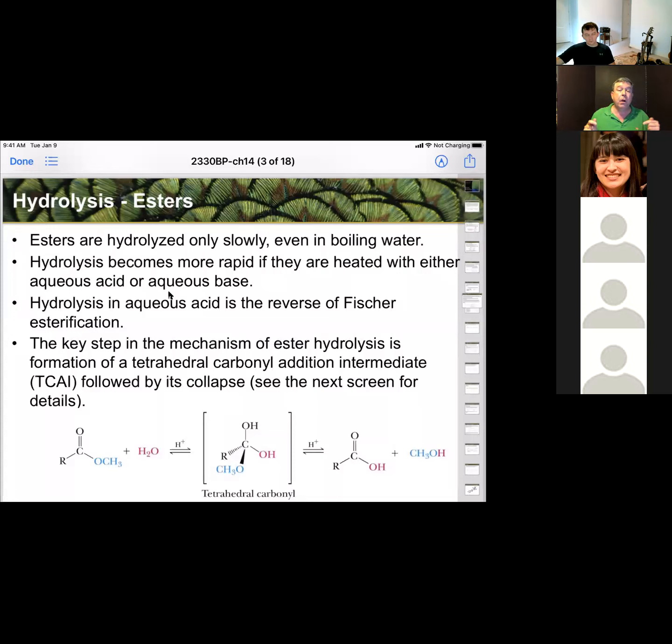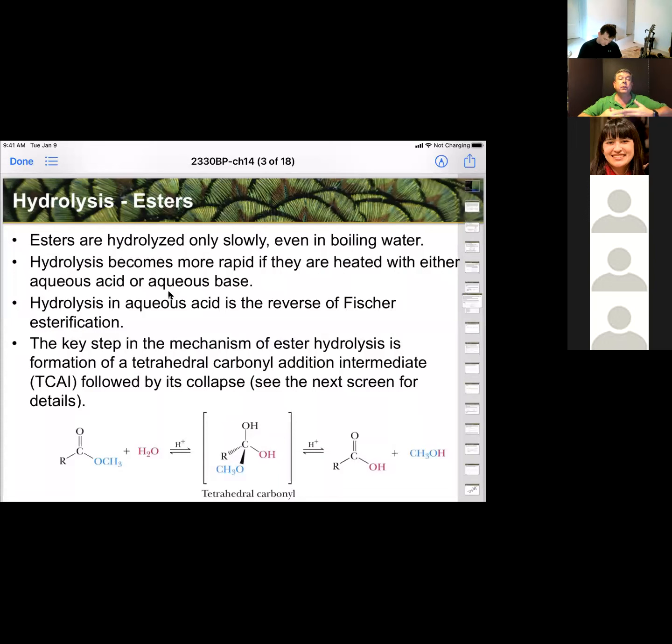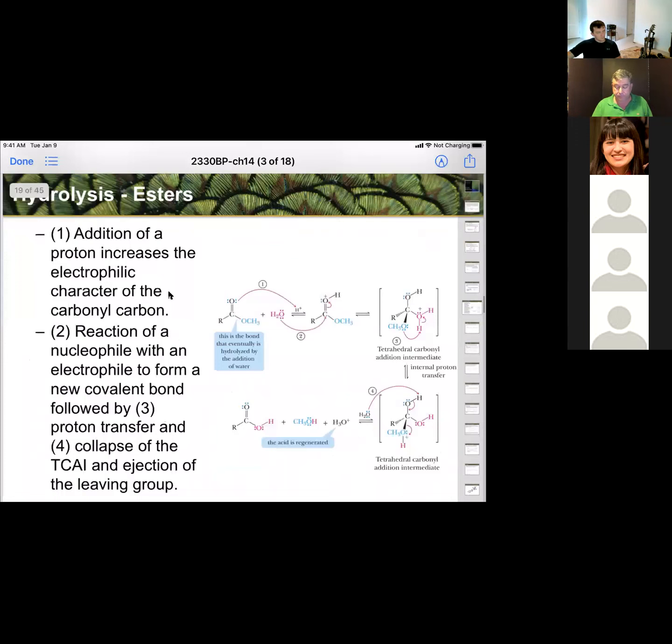Now, if you are hydrolyzing in acid, this is the reverse of the Fischer esterification. In the Fischer esterification, we made the carboxylic acid ester using an acid catalyst. In this, we're reversing that reaction by adding more water to the system than alcohol, and we can drive the equilibrium in the other direction. Okay. The key step in this mechanism happens to be that tetrahedral intermediate. That tetrahedral intermediate is going to tell us which group is going to leave because which group is going to be the weaker base. All right, so let's look at that intermediate, okay?